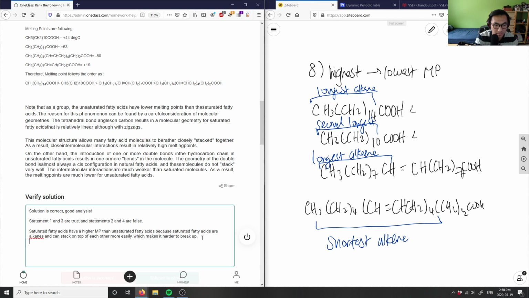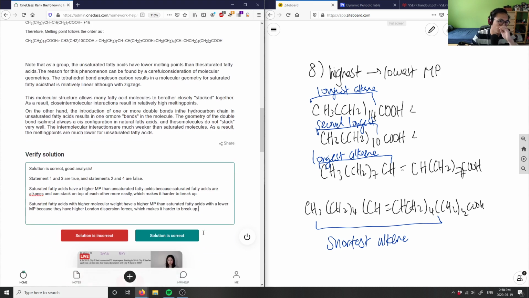And then we can say saturated fatty acids with a higher molecular weight have a higher MP than saturated fatty acids with a lower MP because they have higher London dispersion forces, which makes them harder to break up. So the solution here is correct.